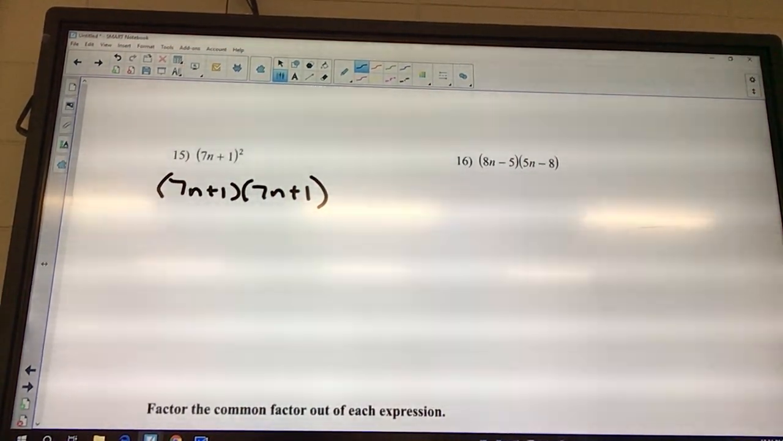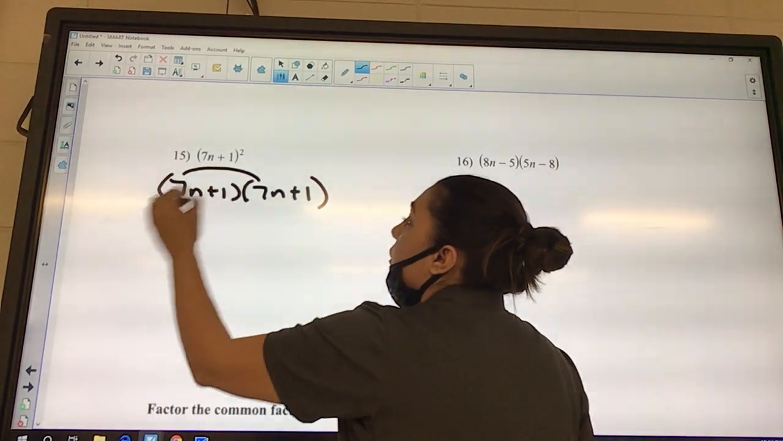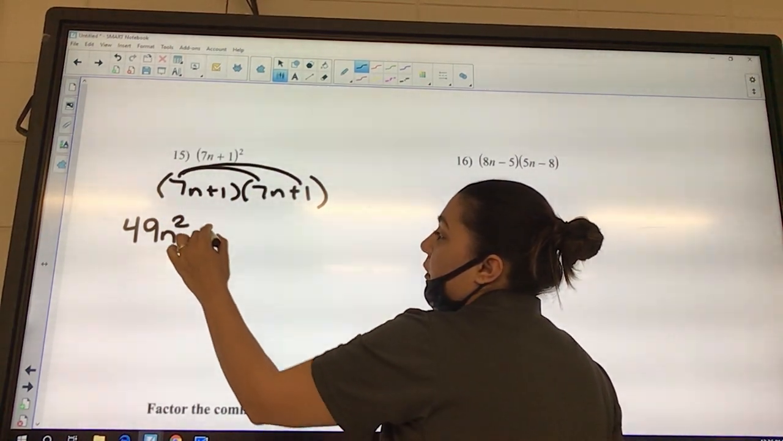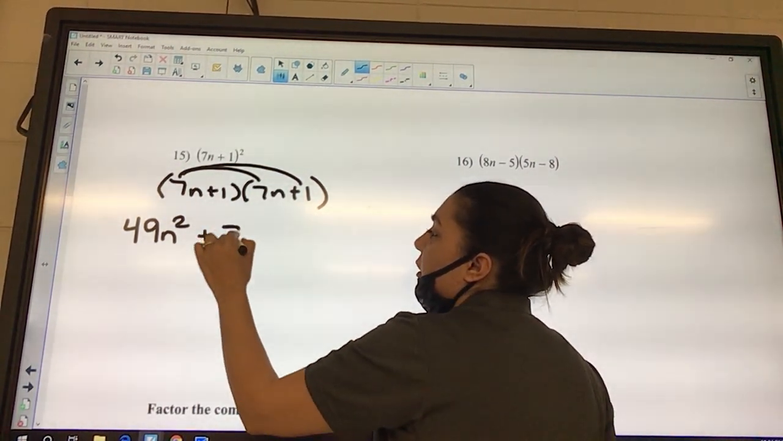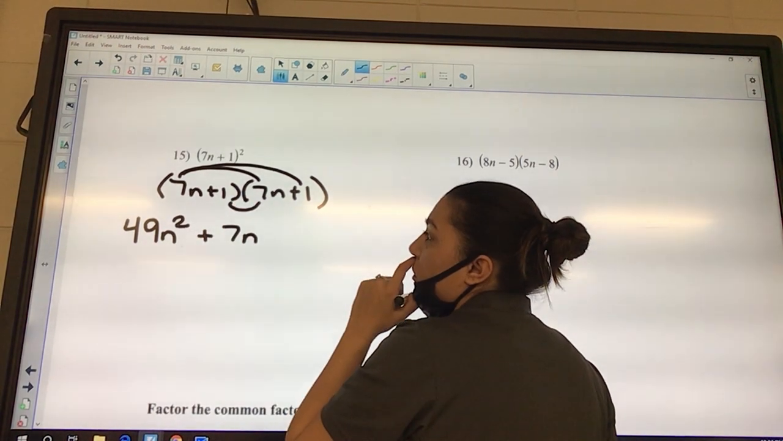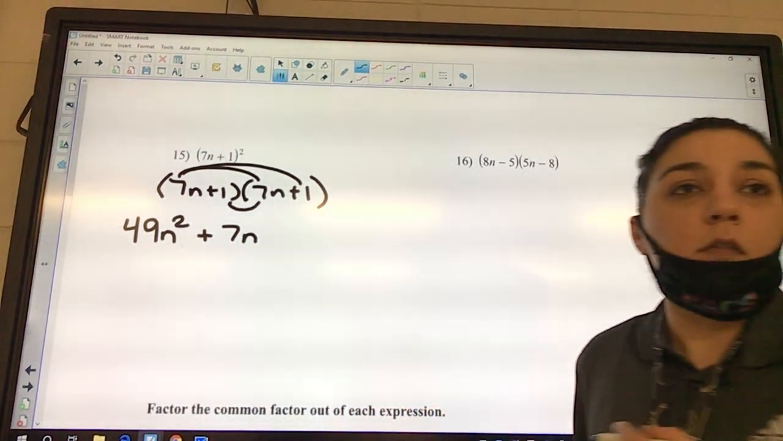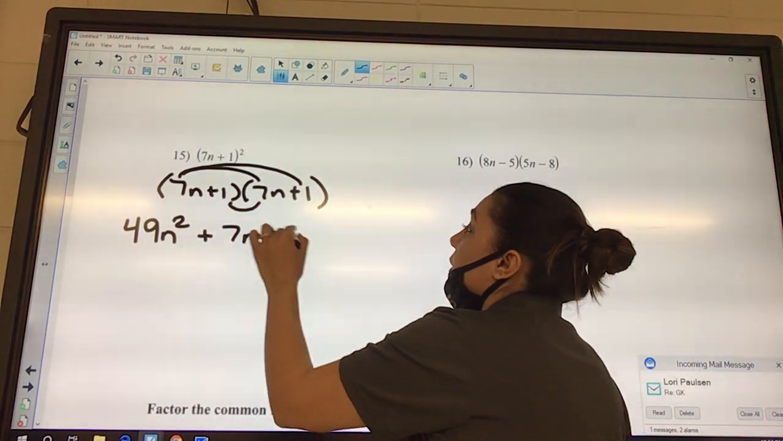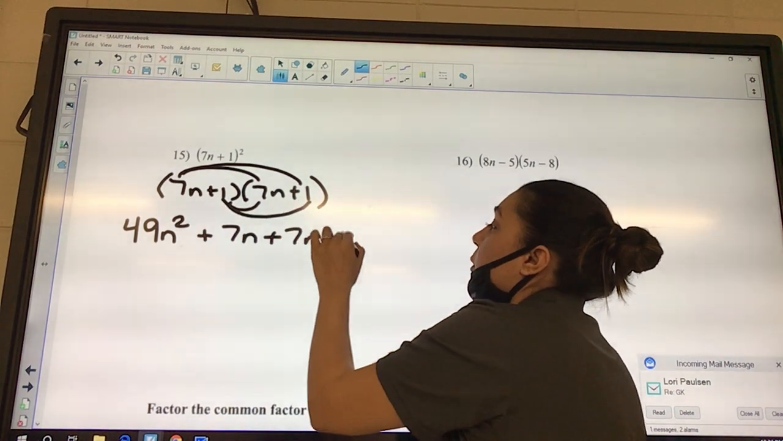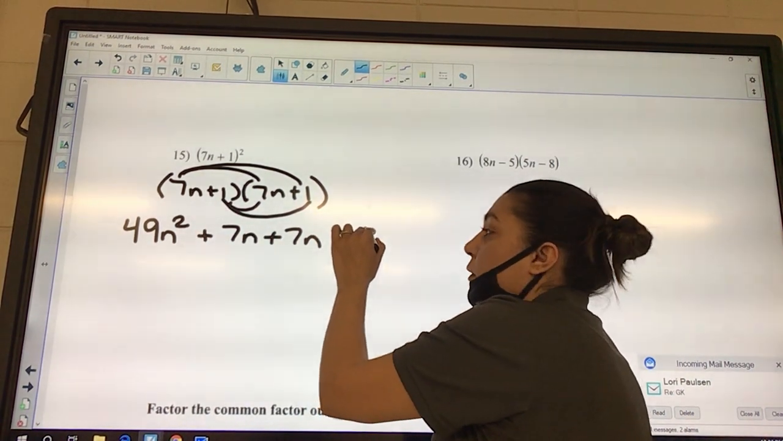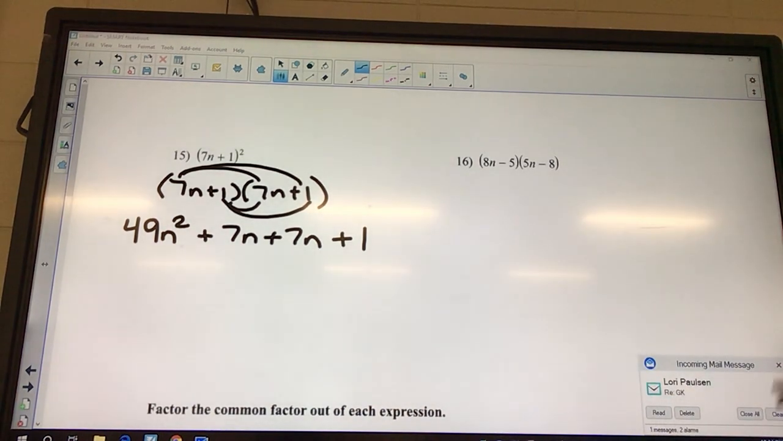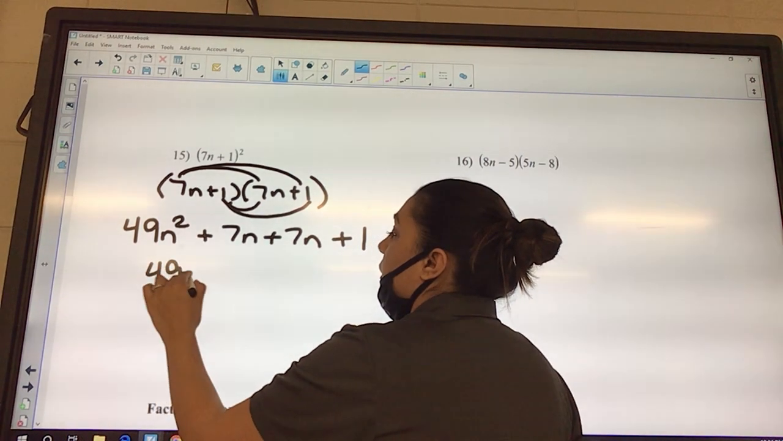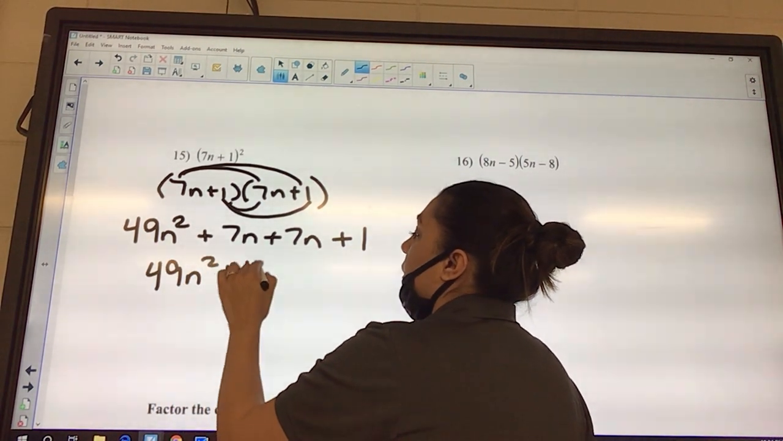So you multiply the first, 7n times 7n, 49n squared. Plus the outer, 7n. Then the inner, plus 7n, and then the last, 1 times 1, which is 1. So 7n plus 7n makes 14n. So it's 49n squared plus 14n plus 1.